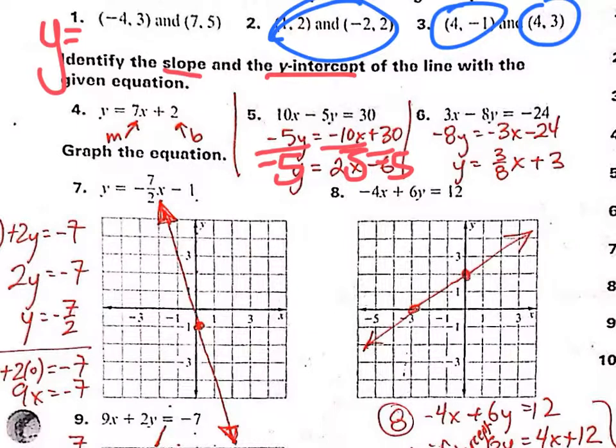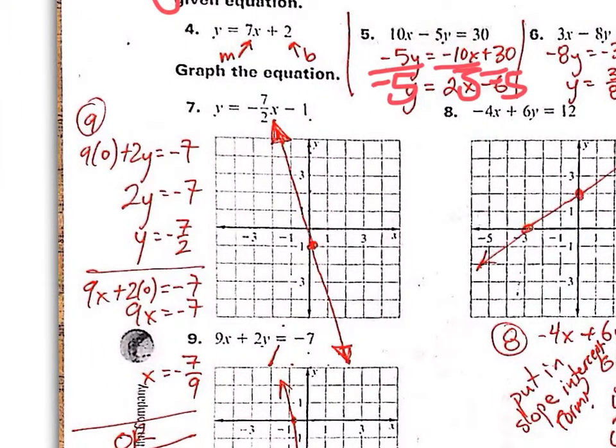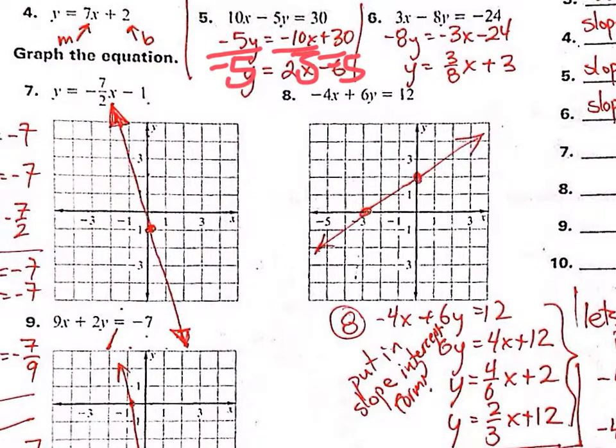So for 7, because it was already in slope-intercept form, I chose that. So I put the point at negative 1, and then I have a slope of negative 7 over 2. So it was like 1, 2, 3, 4, 5, 6, 7, and then 1, 2 to this. Or I could go backwards and go up 7, and then left 2. Okay, and there would be our line.